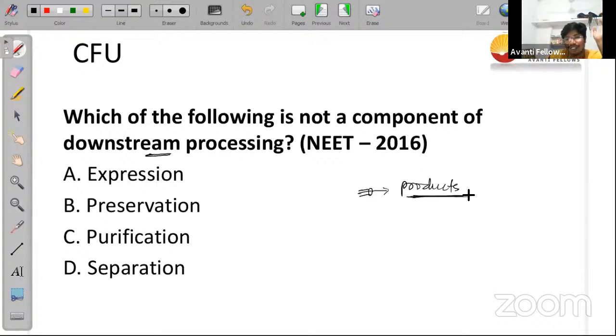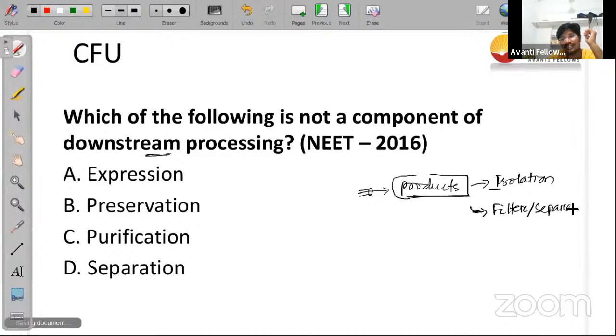We have to take out the product and do the downstream processing of this product. The first step is isolation or separation. We did isolation, we took it out. After isolation, we have to filter it. Along with filtering, we can also call this separation.